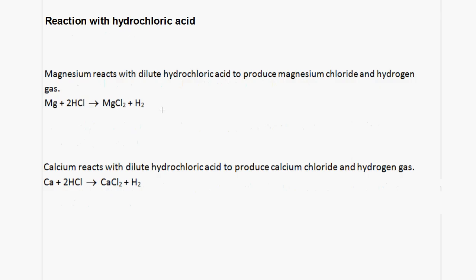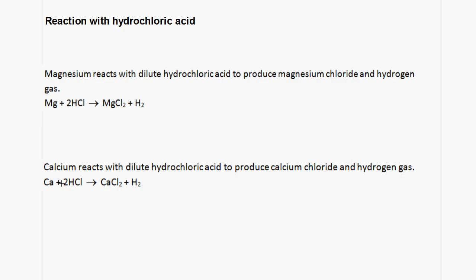Reaction with hydrochloric acid. Now remember I said that the group 2 elements are alkaline earth metals. So a metal plus an acid will give us a salt and hydrogen gas. So magnesium will react with hydrochloric acid to produce magnesium chloride and hydrogen gas. So Mg plus 2HCl produces MgCl2 plus H2.